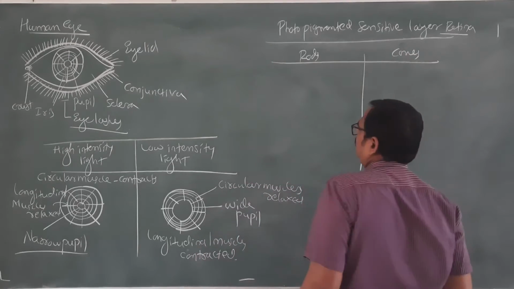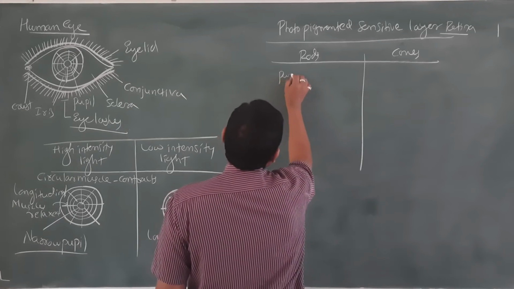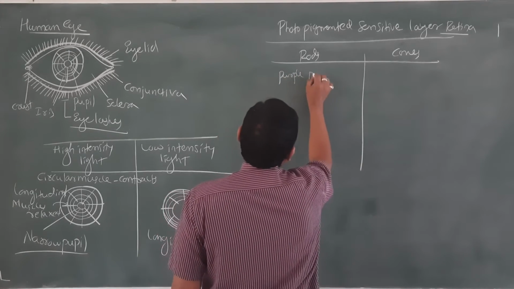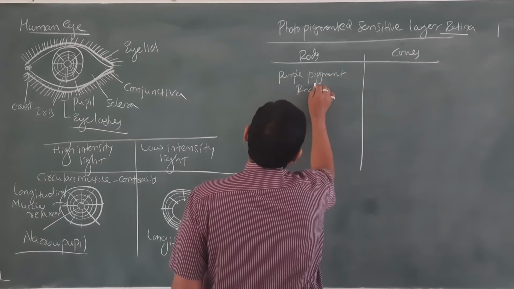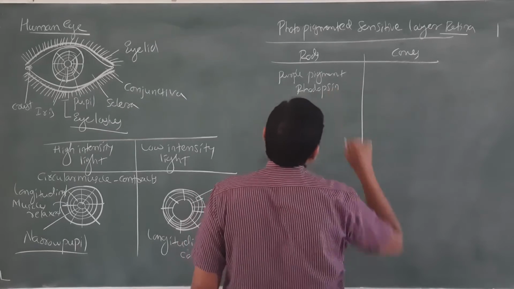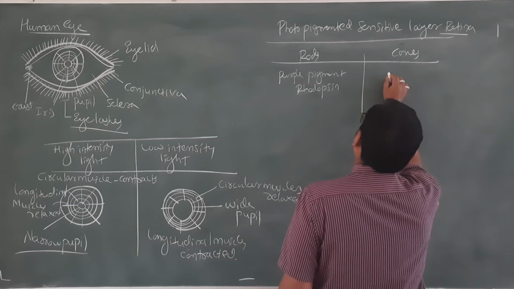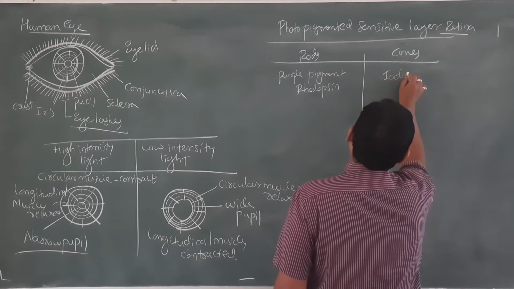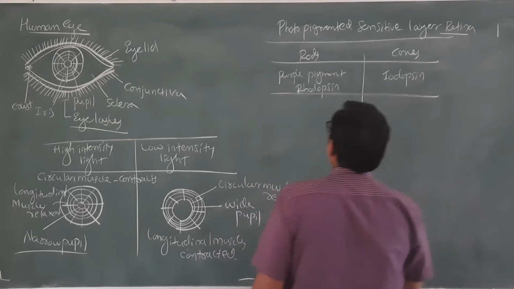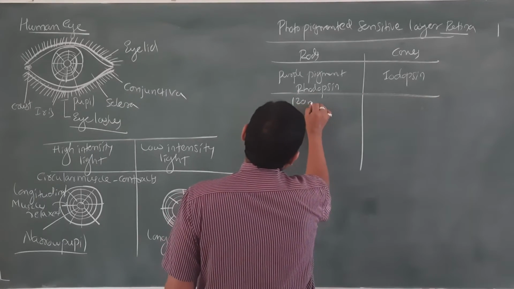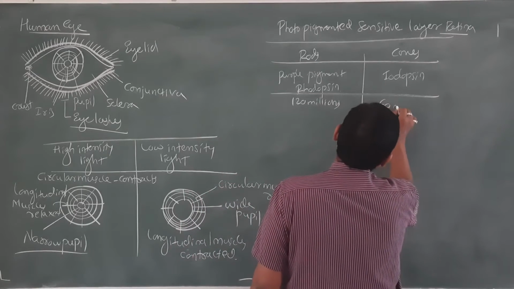Now rods have a purplish pigment, purple pigment. What is that called? Rhodopsin. Cones have the pigment called iodopsin. This is the first difference. Then rods are about 120 million in number. Cones are 60 million in number.